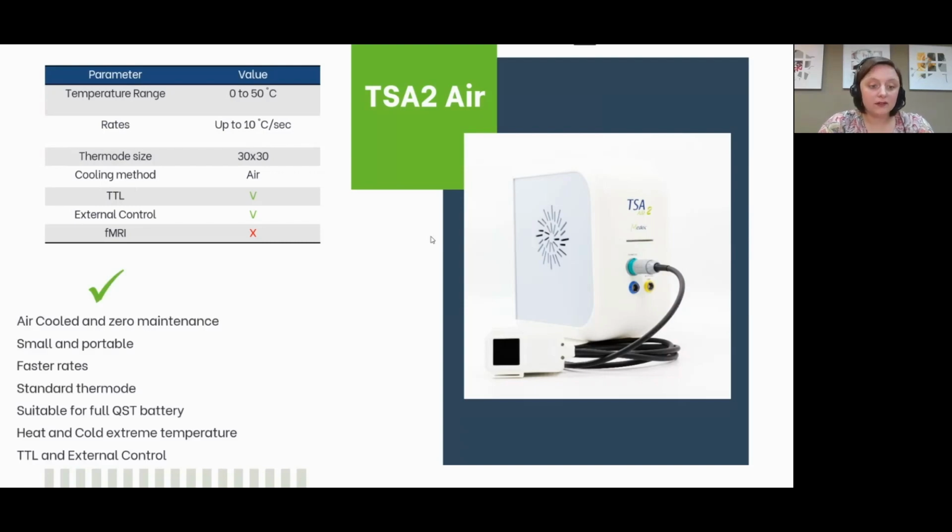So to summarize, it is still just like the Qsens, air-cooled and very low maintenance, small and portable device. It has faster rates as opposed to Qsens and wider temperature range, which allows you to perform full battery of QST. You can cover all 4 modalities, cold sensation, warm sensation, cold pain, and heat pain, and also perform some tonic stimulation, both for heat and for cold, including some quite extreme temperatures. Still safe to use on the skin, but you can go to 10 degrees and 5 degrees and stay there for a while.